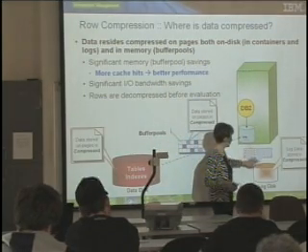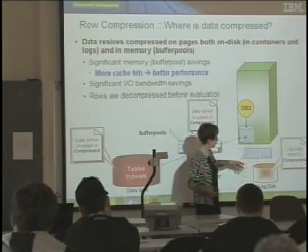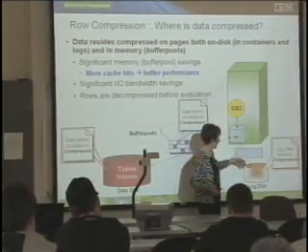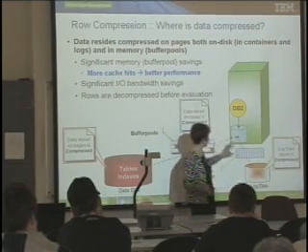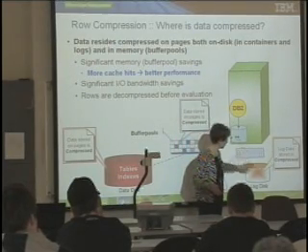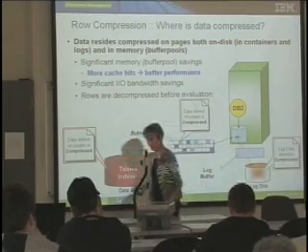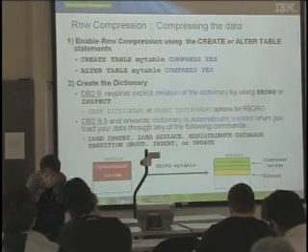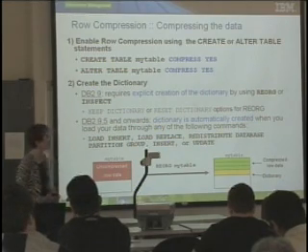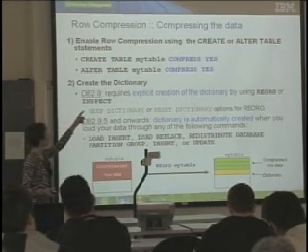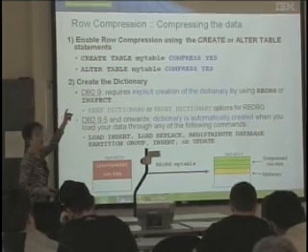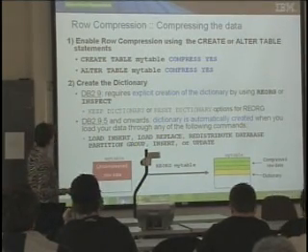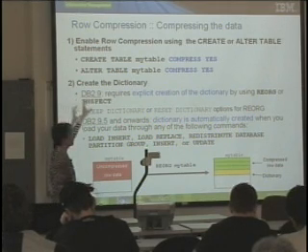Even your log buffer, your log is where you write after commits, you write an image of the page so that you can recover. Your log buffer and your log disk are compressed. So it's compressed everywhere. Again, it's real easy to put it on. Create table, my table, compress yes. Or you can alter table, my table, compress yes. And the creation of the dictionary is all done for you.